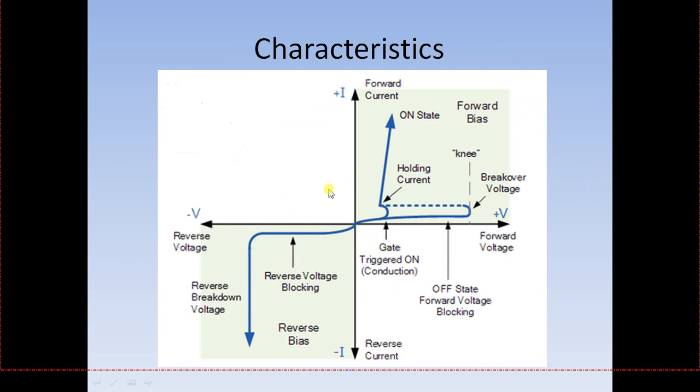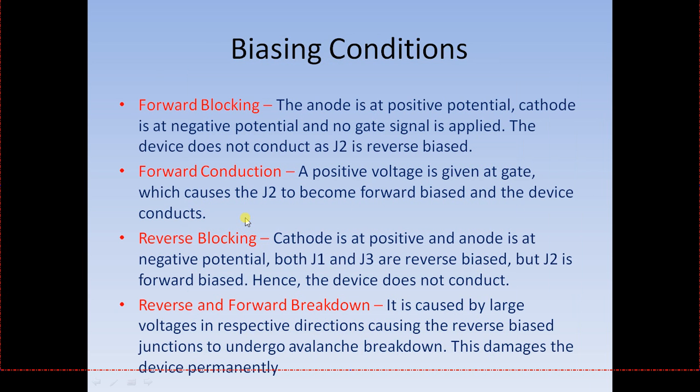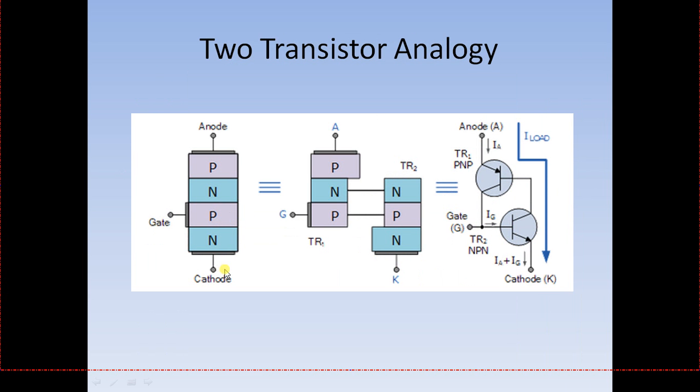Very similar to that of the diode and exactly similar in the reverse side. Okay, so this is the current axis, this is the voltage axis, this side is the forward voltage side, this side is the reverse voltage side. What is forward voltage? Forward voltage is when anode is positive with respect to cathode, and negative voltage is when cathode is positive with respect to anode.